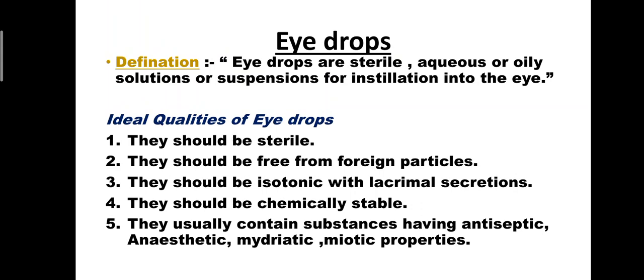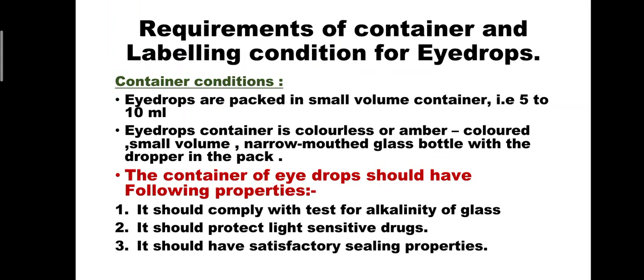Fifth, they usually contain substances having antiseptic, anesthetic, mydriatic and miotic properties. These are the properties of eye drops. Anesthetic means loss of sensation. Mydriatic and miotic: mydriatic means dilation of the pupil, and miotic means constriction of the pupil. Antiseptic means stopping the growth of any living microorganism. These come under eye drops.